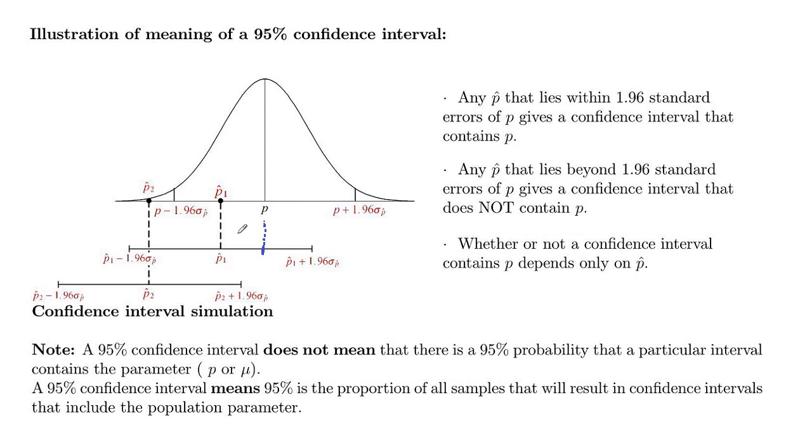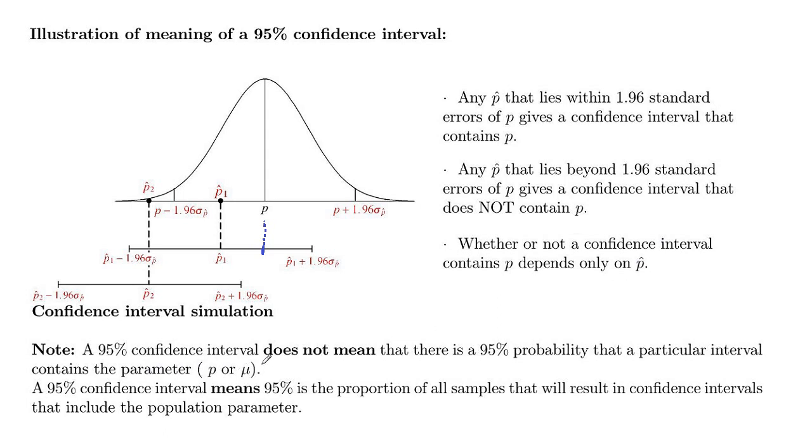So this is the changeover between the two inequalities here. This one with the population parameter in the middle, and this one with the sample statistic in the middle. Whether or not a confidence interval contains P depends only on P hat, that sample statistic.